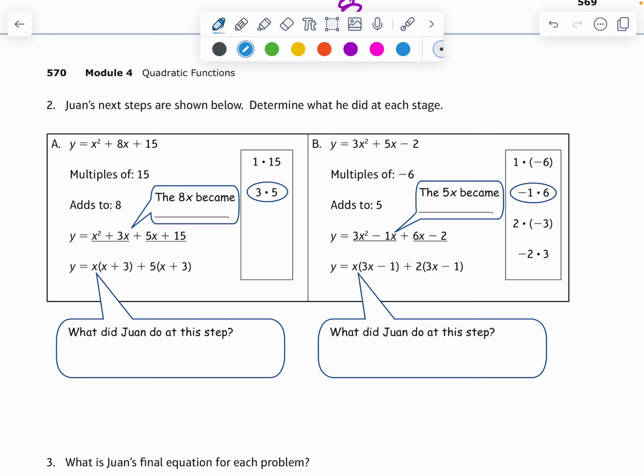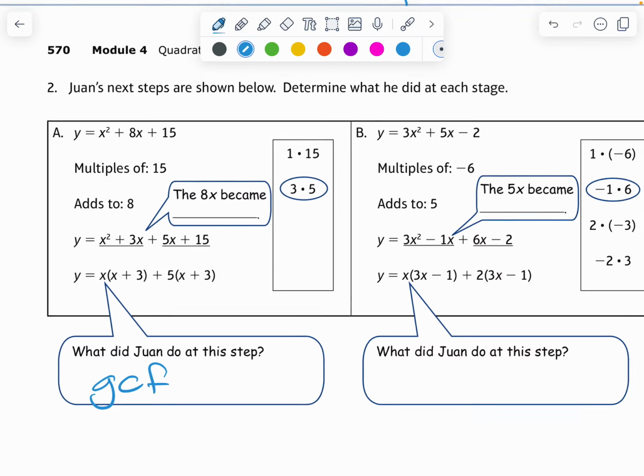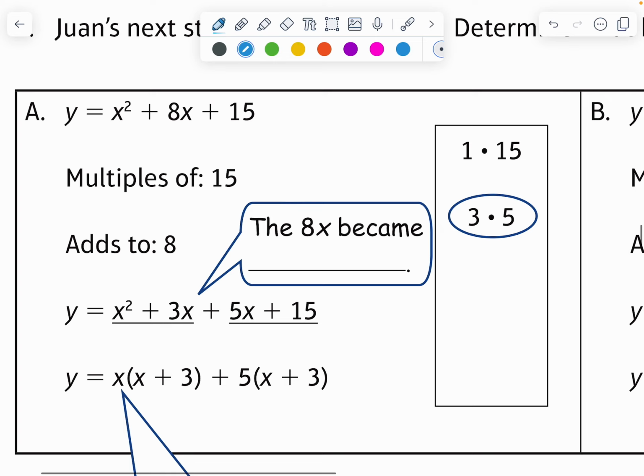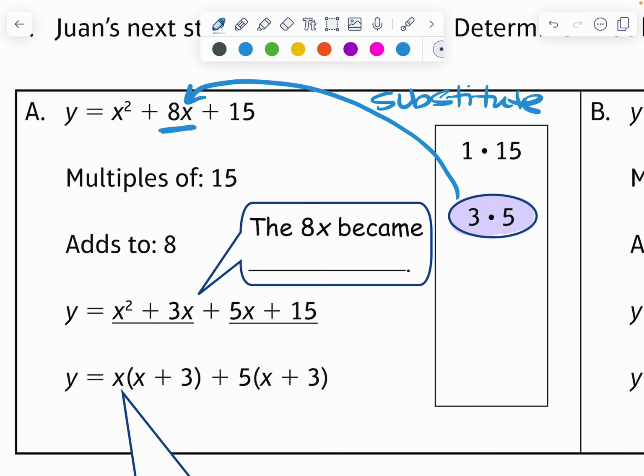All right, basically what did Juan do at this step? He found the greatest common factor. This is what we're going to do. So we're going to take those numbers from the previous page right here. And these numbers multiply to the A times C, right? But they add up to that 8x. So it's almost like we're going to substitute in. I'm going to write substitute. Substitute these numbers in for the 8x.